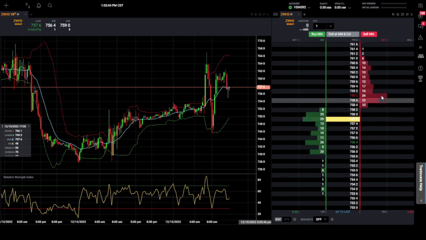And then, of course, on your upside, your resistance is going to be this spot right here, 759, because that's where most of your orders are. The limit orders to sell are right here. You will have to break through this resistance for the price to go up any higher, and you're going to have to get through this support.